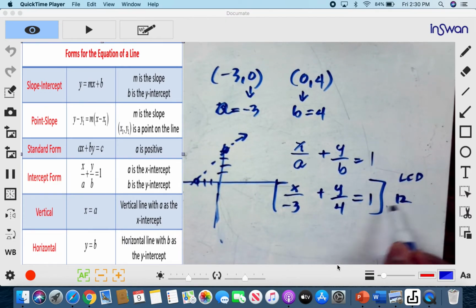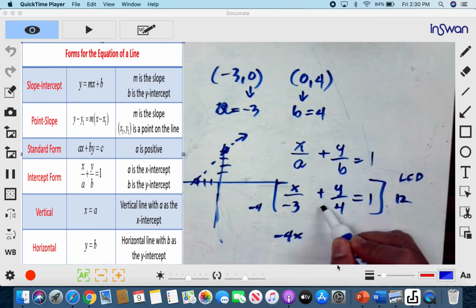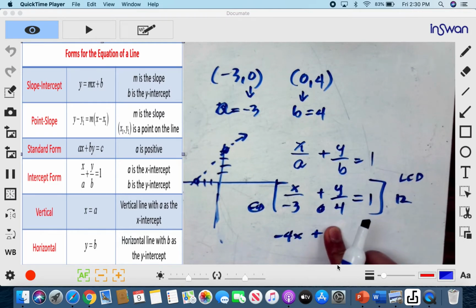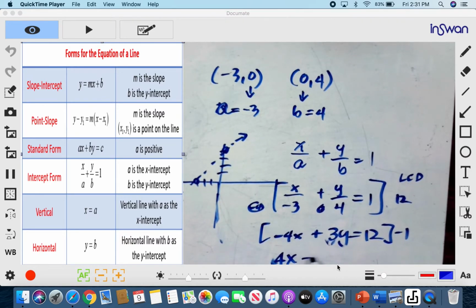And so you have 12 divided by negative 3 is negative 4. Multiply it to x, it gives you negative 4x. 12 divided by 4 is 3. And then multiply it by y, so it gives you 3y is equal to 12. And of course, you would like to keep the x positive, so we will need to multiply this by negative 1. So you have positive 4x minus 3y is equal to negative 12.